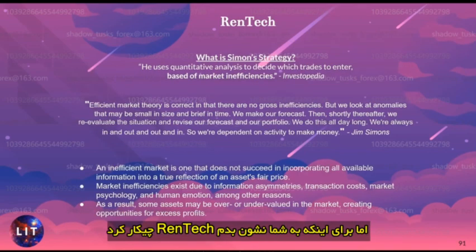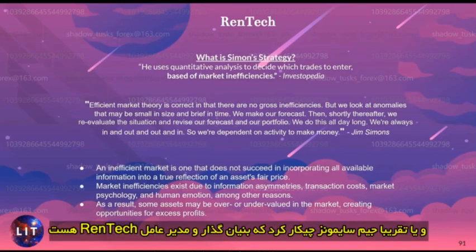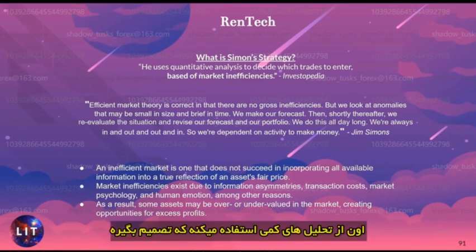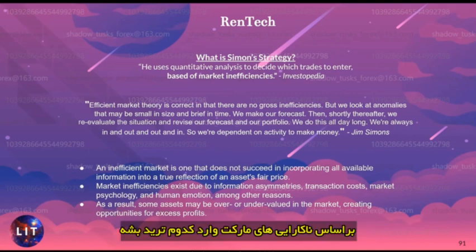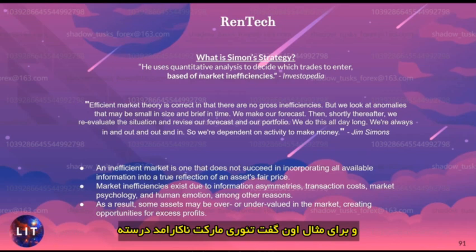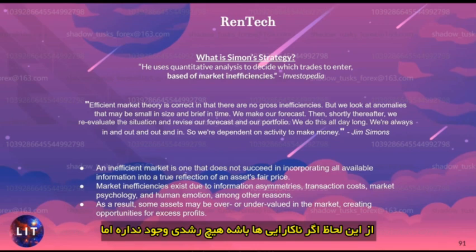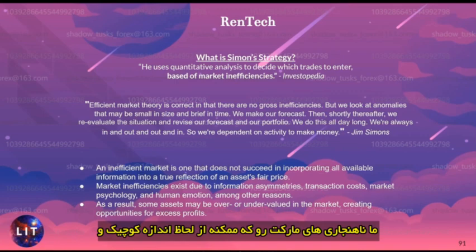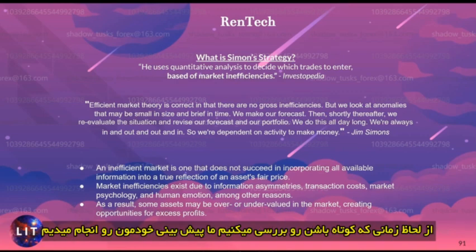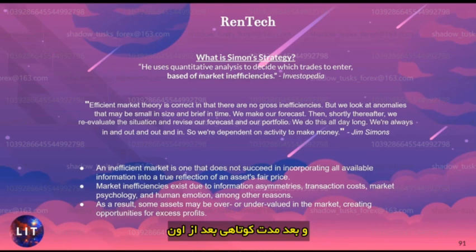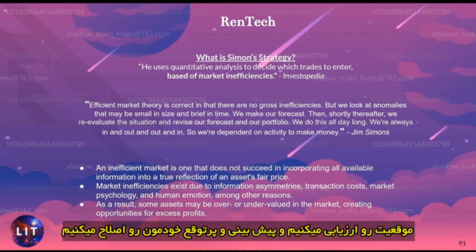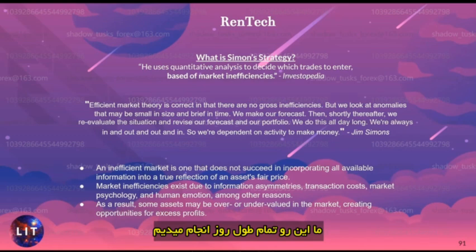But to show you exactly what Rentech did, or what Jim Simons did, the founder and CEO of Rentech, he uses quantitative analysis to decide which trades to enter based on market inefficiencies. He said, for example, the efficient market theory is correct in that there are no gross inefficiencies. But we look at anomalies that may be small in size and brief in time. We make our forecast. Then shortly thereafter, we reevaluate the situation and revise our forecast and our portfolio. We do this all day long.